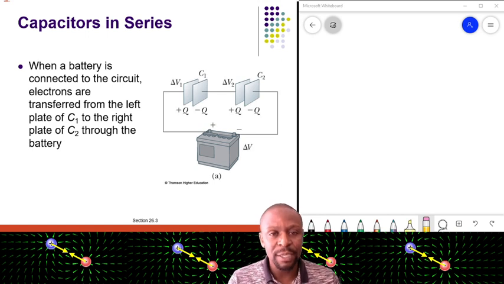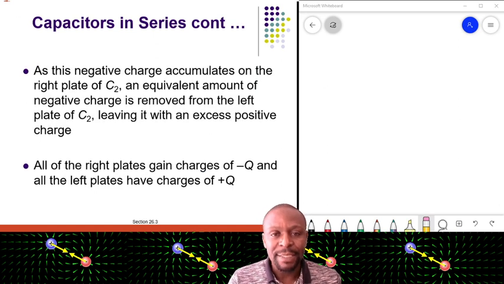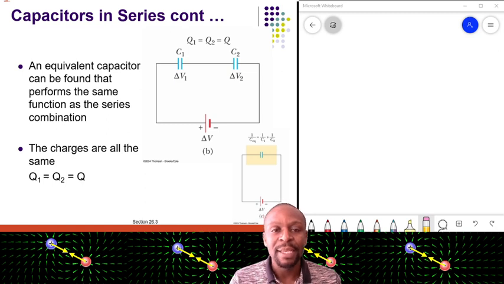Now when a battery is connected to the circuit, electrons are transferred from the left plate of C1 to the right plate of C2 through the battery. As negative charge accumulates on the right plate of C2, an equivalent amount of negative charge is removed from the left plate of C2, leaving it with an excess of positive charge, or holes. All of the right plates gain a charge of negative Q, and all the left plates have a charge of positive Q.